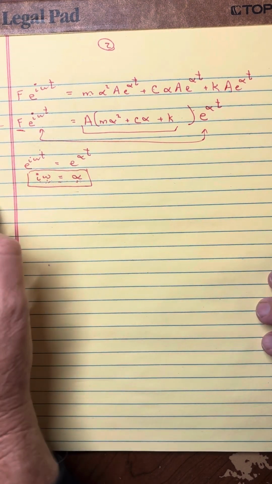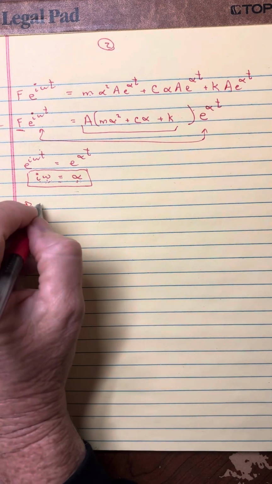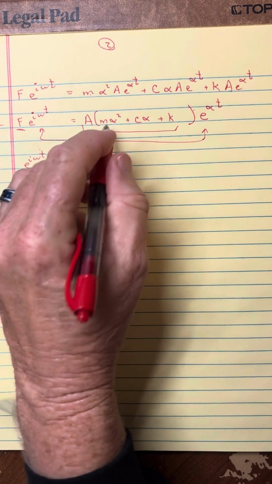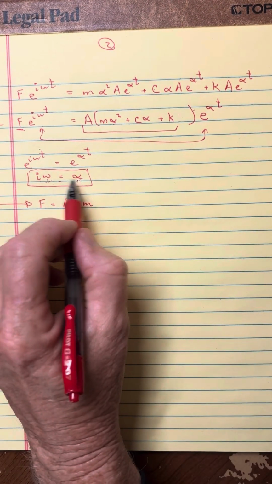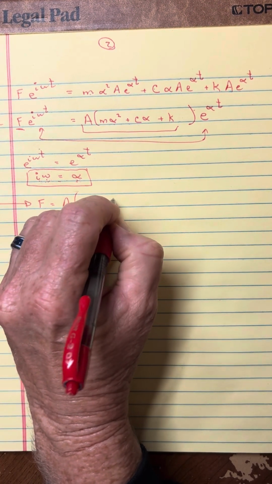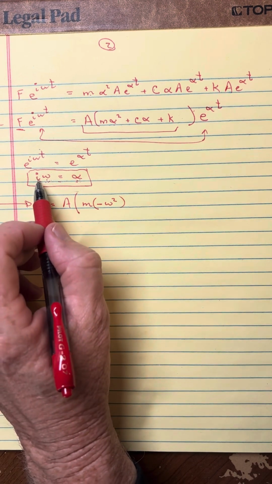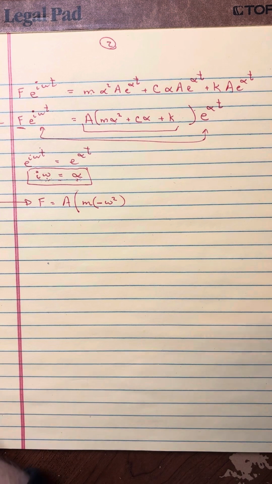Okay, now the second thing that has to match, if this is going to be a solution, is that F has to equal A times, and I'll put an M, and then this alpha squared, I'll take advantage of our first part of this, would then be a minus omega squared, because I'd have an i omega, and when I square it, the square of i is negative, okay?